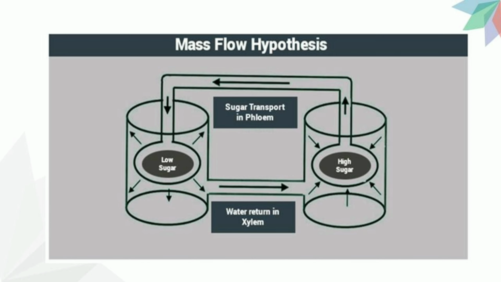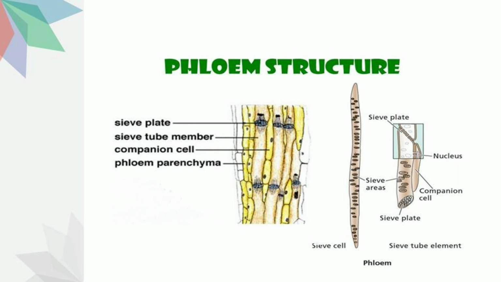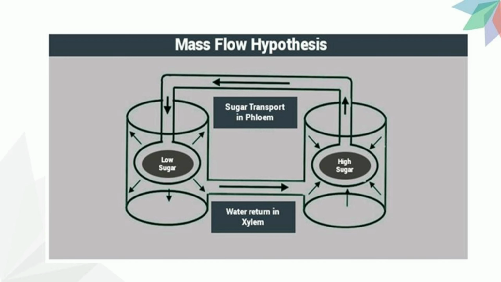An experiment suggested by Munch helps in understanding bidirectional phloem transport in plants. But before going to know about that, we need to know the structure of phloem. Phloem consists of sieve plates, sieve tubes, companion cells, and phloem parenchyma. The accepted mechanism used for the translocation of sugars from source to sink is called the pressure flow hypothesis or mass flow hypothesis.